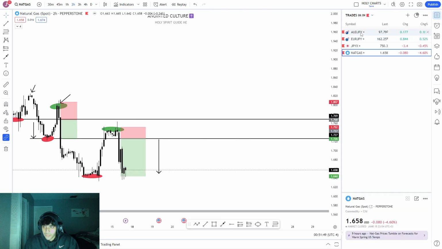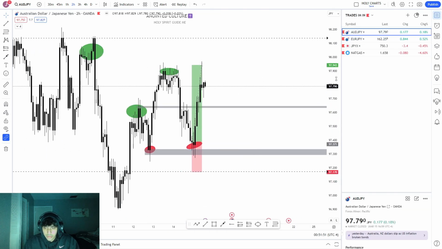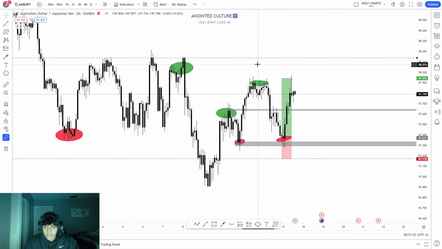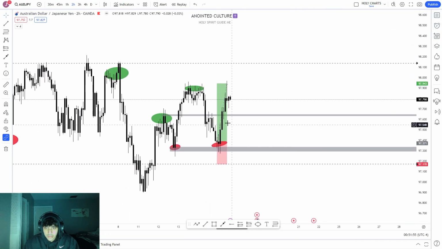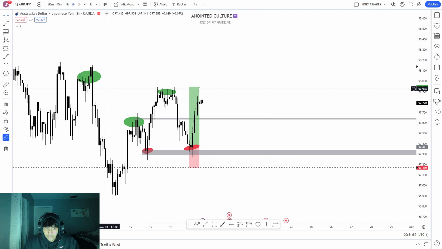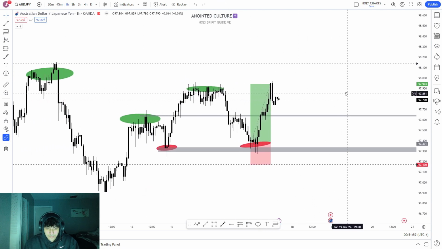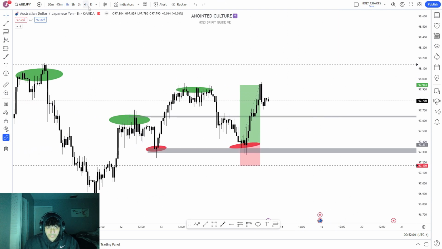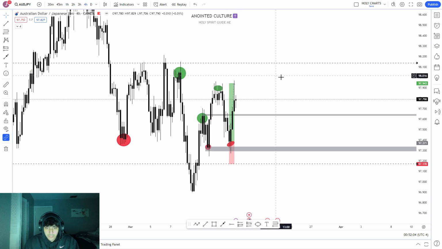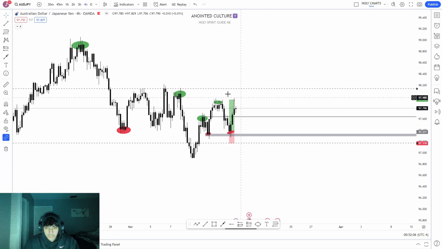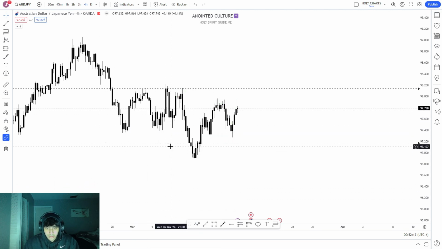So, I got one more example. AUDJPY. It's another trade I caught the other day. So if we hop on the 1 hour, well, first of all, if we hop on the 4 hour, price is moving sideways. It made a new low. So this is where people would get faked out.